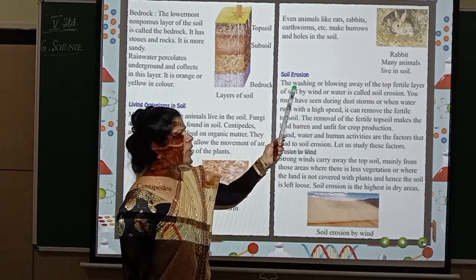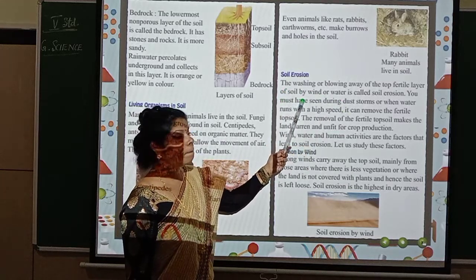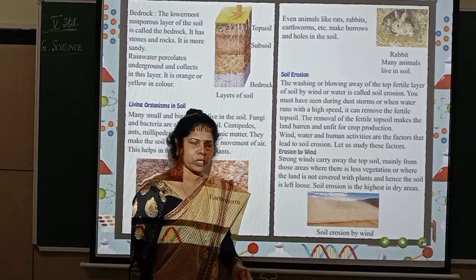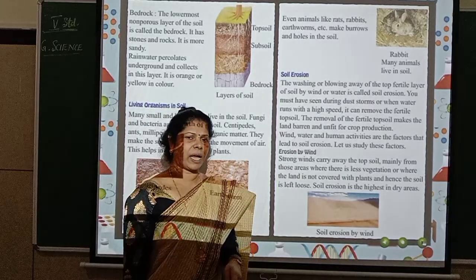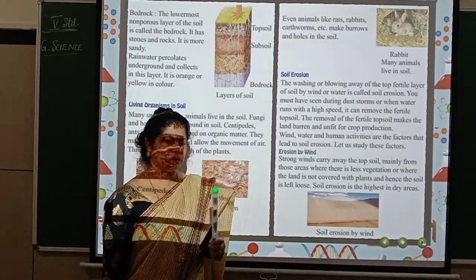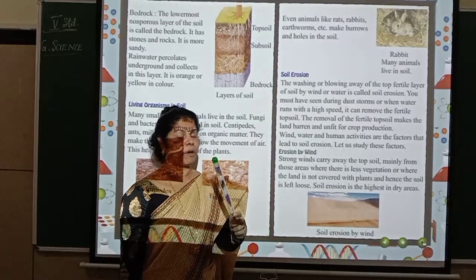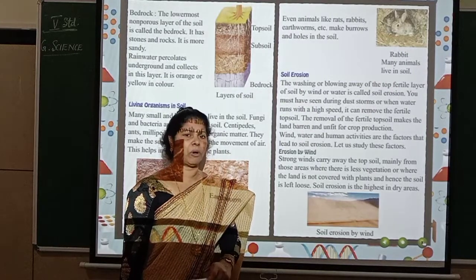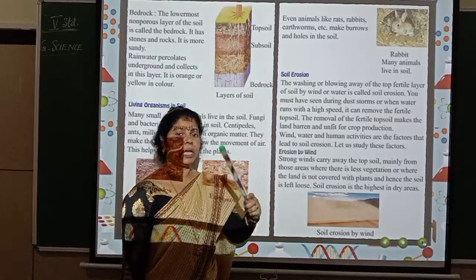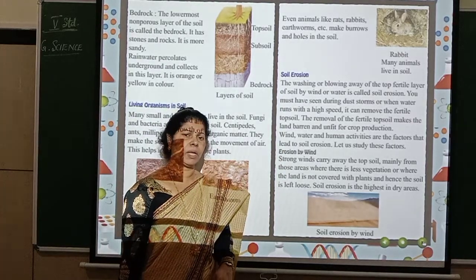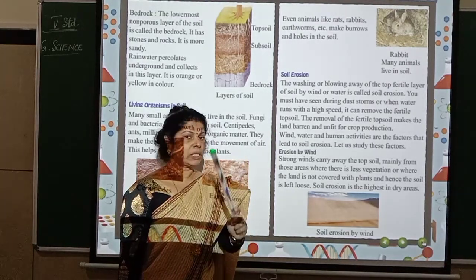Okay, now let us go for soil erosion. The washing or blowing away of the top fertile layer of soil by wind or water is called soil erosion. So you have learned about weathering of rocks, wherein the rocks break into cracks. It will first form cracks, afterwards it will break, isn't it? So by weathering of rocks, what is formed? Soil is formed. And already you learned about the layers of soil. Now let us talk about soil erosion. Whatever soil was formed, now it is getting washed away from the earth. So this is called soil erosion.